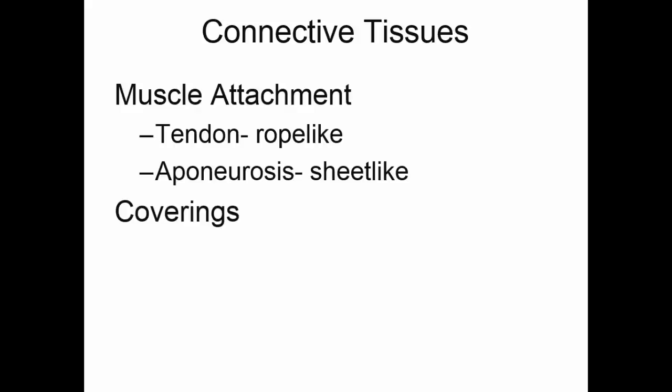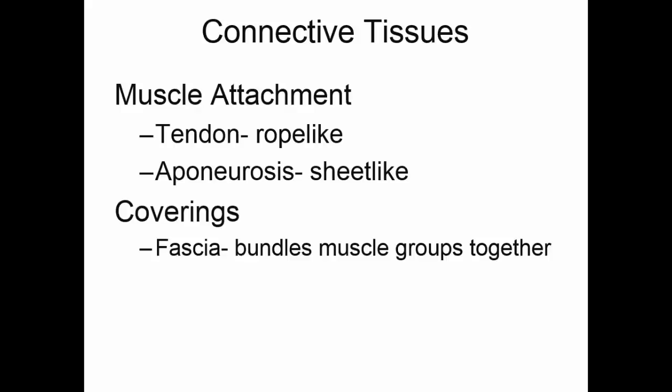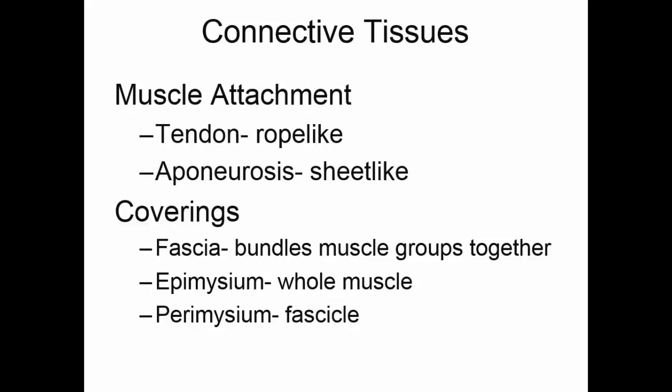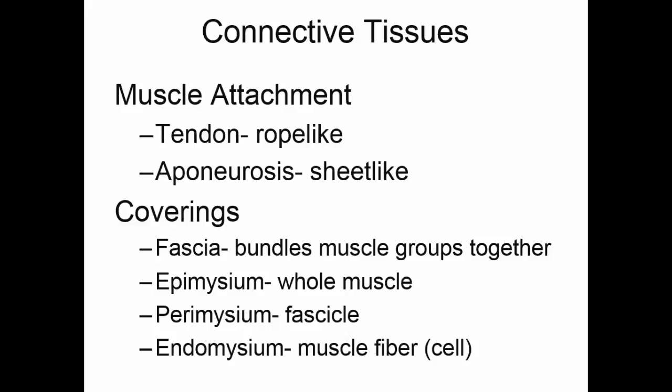Muscles have a number of connective tissue coverings. The fascia is connective tissue that bundles muscle groups together, things like the quadricep. The four muscles that make up that group of muscles are bound by fascia. Each individual muscle is covered with a connective tissue known as the epimysium. Muscle fibers within a muscle are arranged in bundles known as fascicles. Each fascicle is surrounded by a connective tissue sheet known as the perimysium. And each individual muscle fiber or muscle cell is surrounded by connective tissue known as the endomysium.